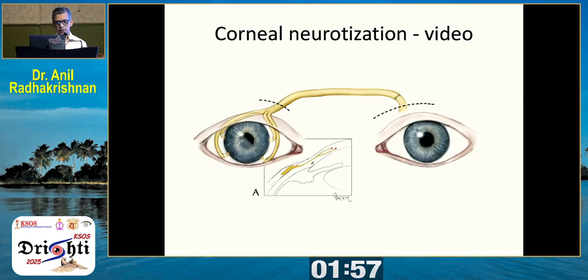So I'll be showing a short video of the corneal neurotization that can be done. Neurotization means you take a sural nerve graft, anastomose it to the opposite side supraorbital nerve, bring it to the affected eye, split the nerve fascicles into multiple places and put it down to the cornea. So the corneal nerves will grow into that and restore the corneal sensation.